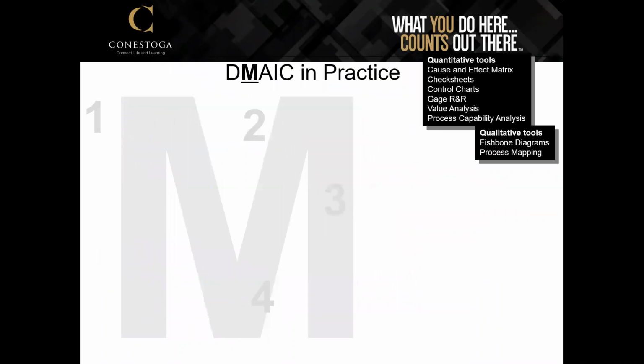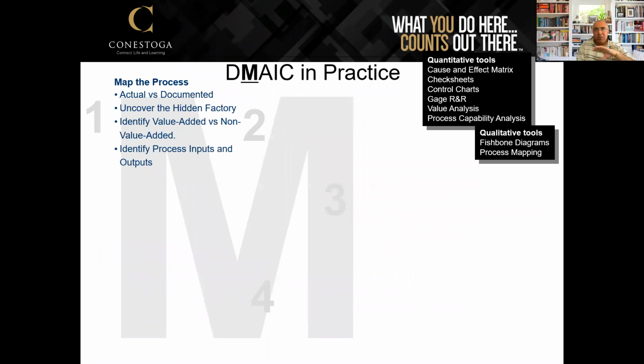So next M, the measure phase. That was only planning, just getting what you have. Now you actually go and start gathering information yourself. You want to confirm yourself what is documented and what is actual. And we'll talk about uncovering the hidden factory. That's a part of value stream mapping. Identify value added and non-value added activities. So in your actual process, what is value added and what is non-value added?